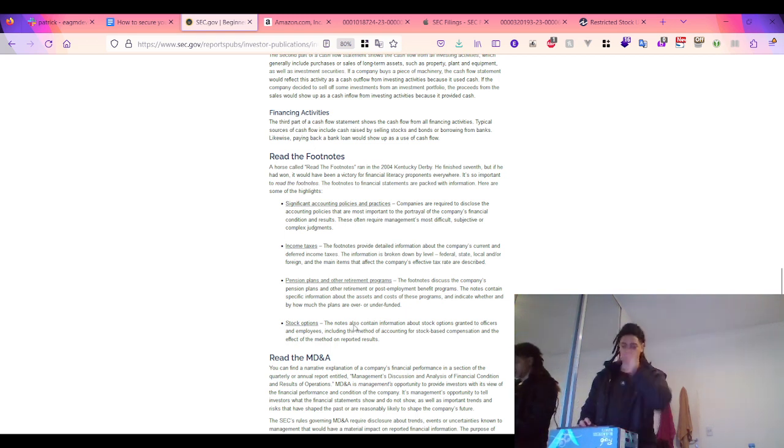But in any case, yes, the stock option, which is another section here on the footnote. So this is stock options. It's a form of compensation from the employer to employees.